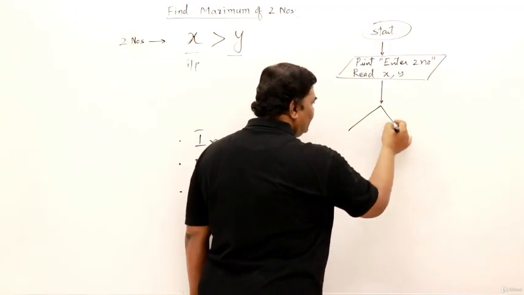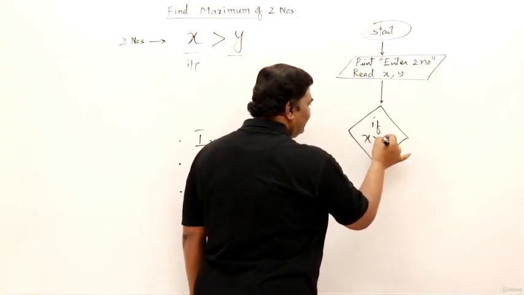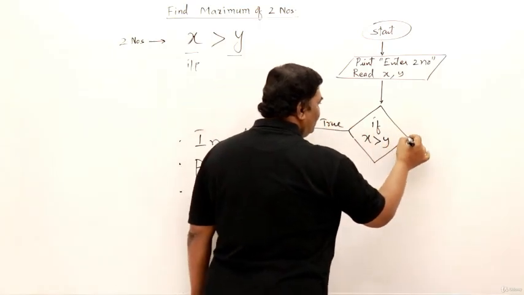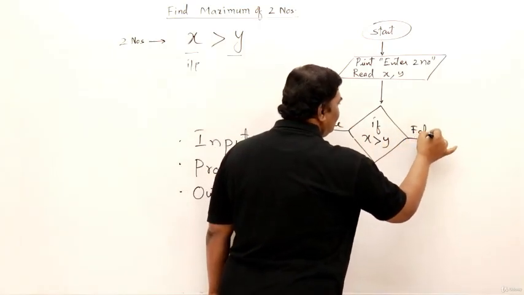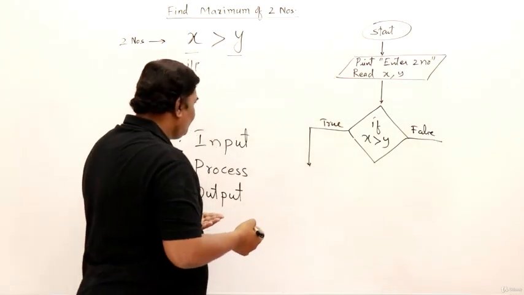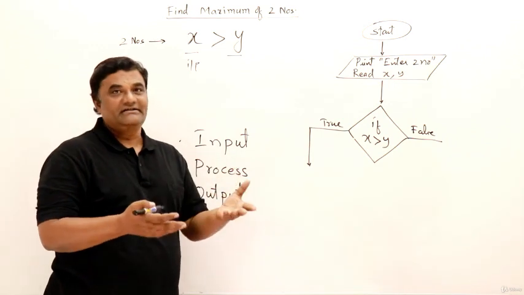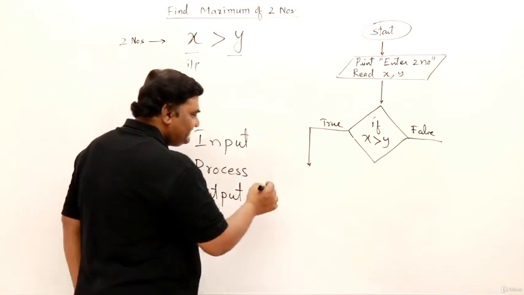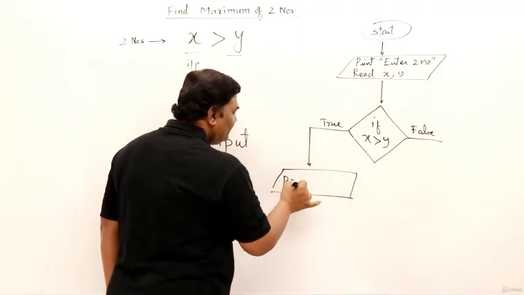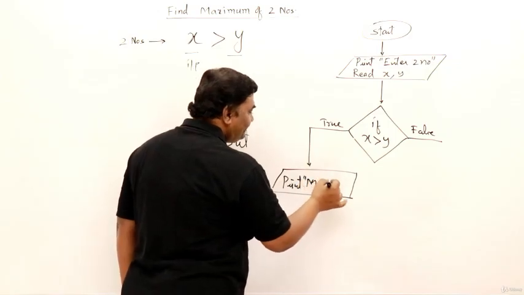So the condition block here, what is the condition? X is greater than y. If true, I will take this direction, and if false, I will take this direction. You can take any direction. If it is true, then what we have to do? Here simply we will display the greater number. If x is greater, then I should print a message that x is greater. So here I will directly print max is x.